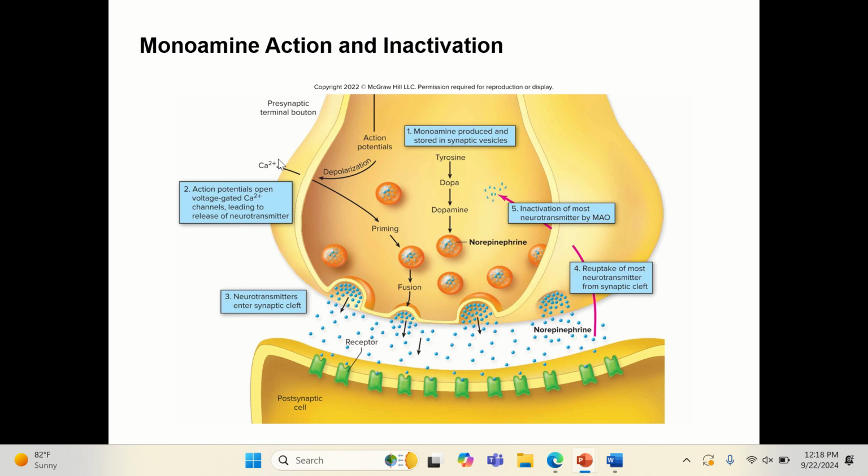In number 2, just like before, the calcium ion is going to enter as the calcium channels open, and the calcium will then stimulate the fusion of the vesicle to the plasma membrane and the release of the neurotransmitter through exocytosis. The neurotransmitter will then diffuse across the synaptic cleft and it will bind to receptors on the postsynaptic membrane. And then once the signal has been transmitted, the reuptake of the neurotransmitter will occur, and then the neurotransmitter will be inactivated by monoamine oxidase.